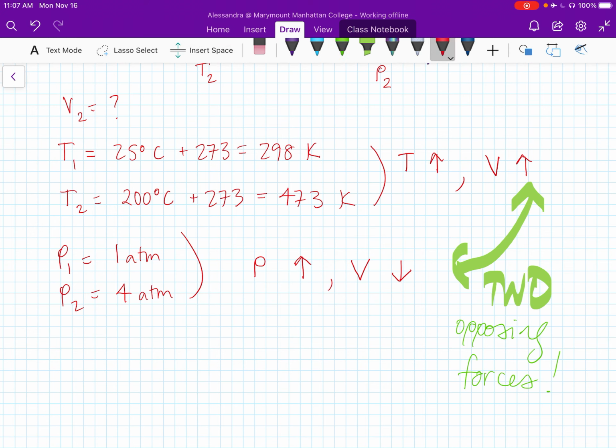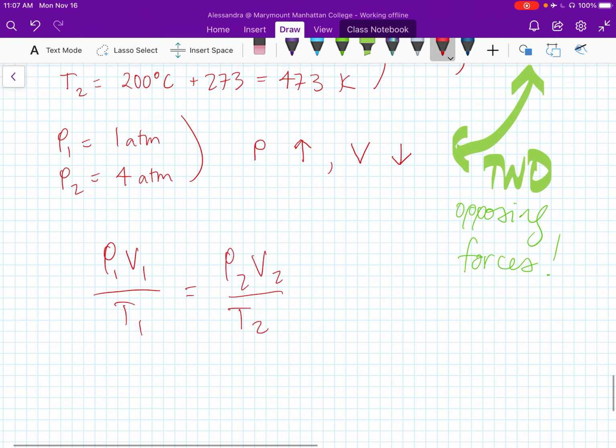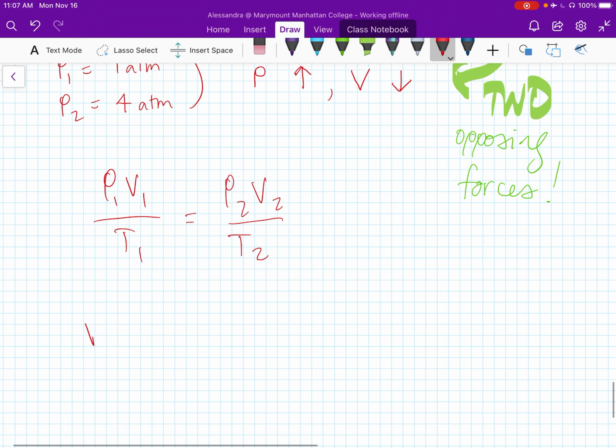And this is where the combined gas law comes in handy. P1 V1 over T1 equals P2 V2 over T2. I want to rearrange this to solve for the unknown, which in this case is V2. So reorganizing this, V2 is going to be equal to P1 V1 times T2 over T1 times P2.